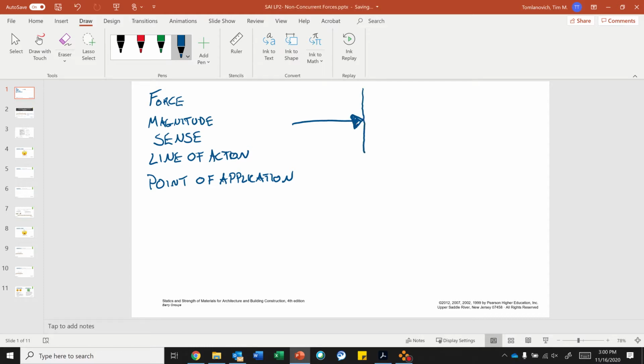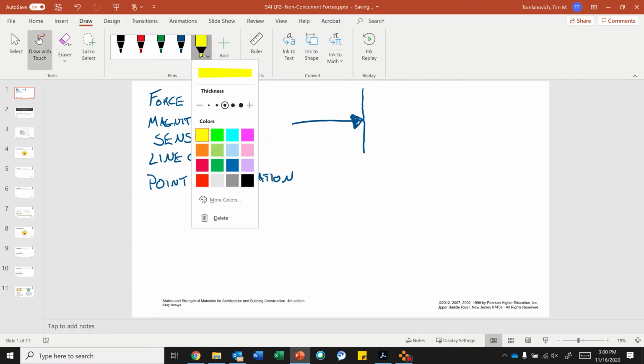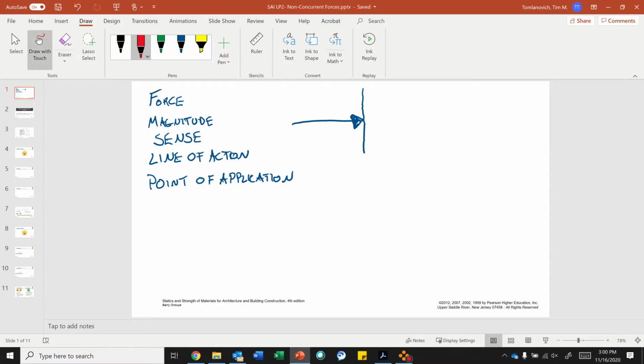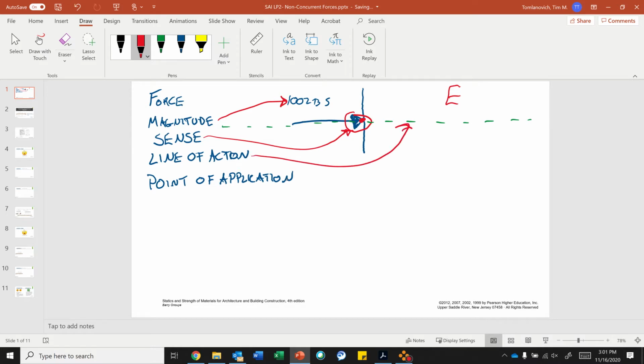Let's just say this is a wall. Knowing that the sense is the arrowhead, our sense is pointing to the east. Our line of action is 0 degrees from the x-axis, okay? Remember, the line of action is the arrowhead shaft. I need a magnitude on here, so let's just say it's 100 pounds. And my point of application is right there on that wall, a certain distance on the wall. So we have a magnitude, a sense, a line of action, and a point of application.